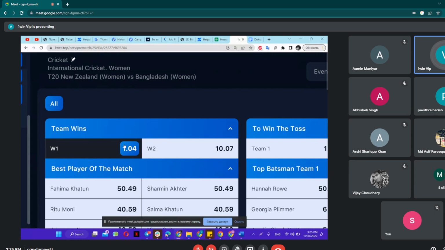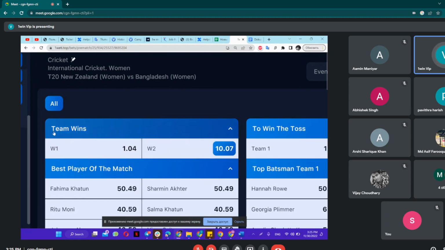In this case, as we don't have betting on draw, by placing any bet out of these two in the team wins section, if the result is a draw, the client will receive a 100% refund of the bet amount.